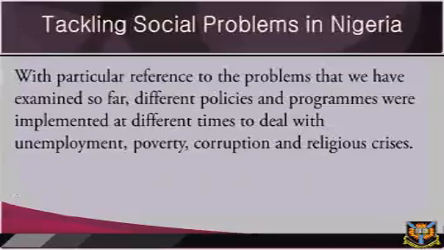Tackling social problems in Nigeria. At all levels of government, efforts have been devoted to tackling social problems in Nigeria, with particular reference to the problems that we have examined so far. Myriads of policies and programs were implemented at different times to deal with unemployment, poverty, corruption, and religious crisis.